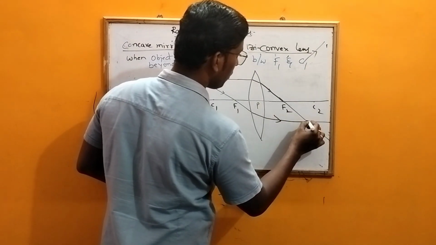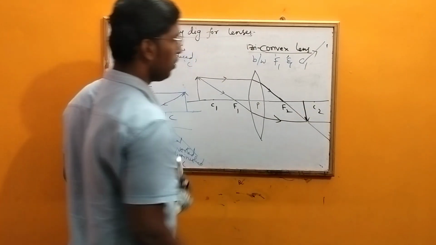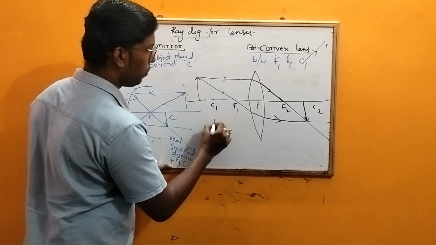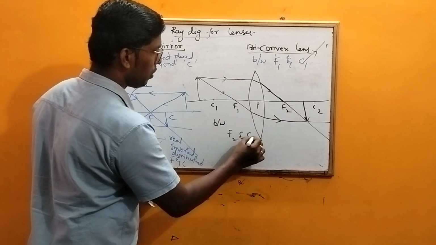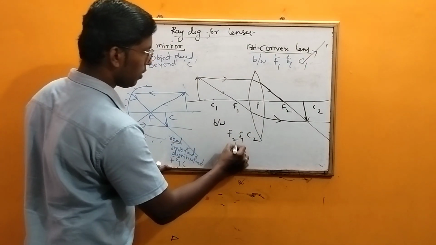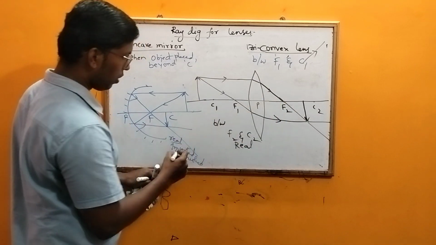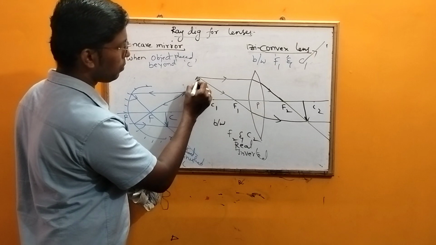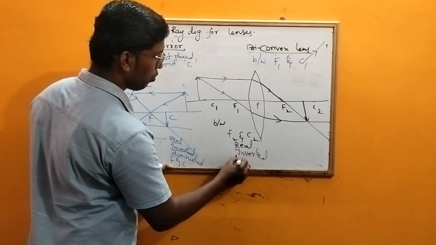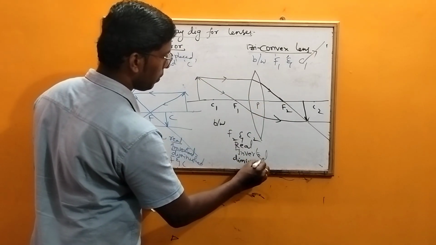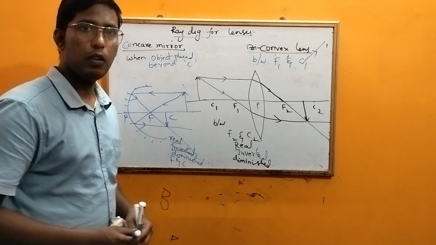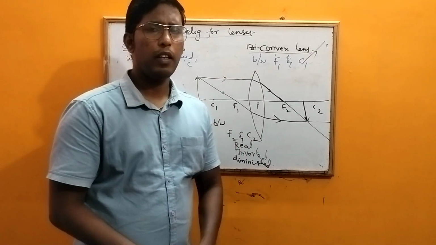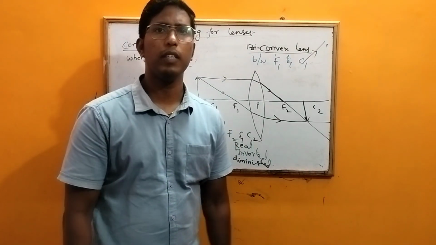Where will it meet? It will meet here, between F2 and C2. So the image is found between F2 and C2, and the image is real. Here it is also a real image, and it looks reverse, inverted, and smaller in size. The object is bigger in size, the image is smaller in size. So we write it as a diminished image. Okay, understood? So these are the ray diagrams, maximum 6 ray diagrams which will be asked in the exam.